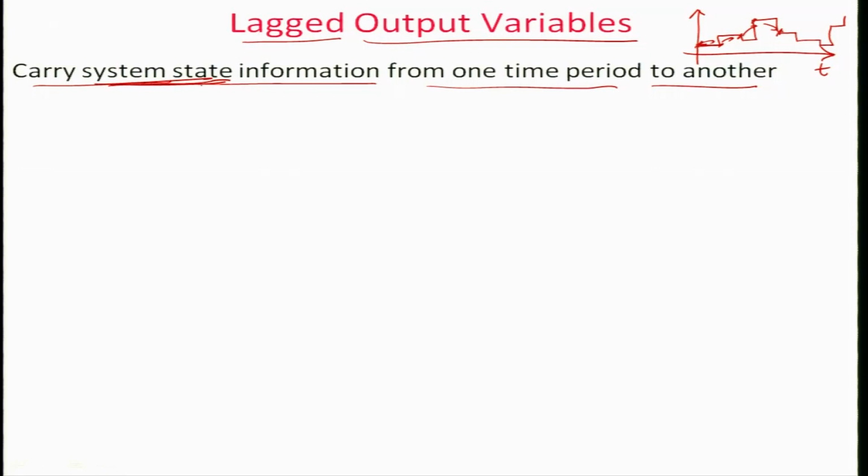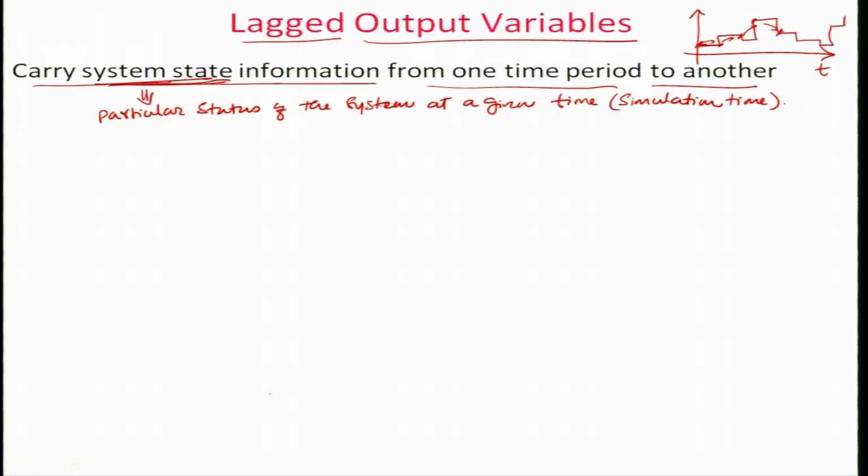So, they carry system state information. Remember, state means the particular status of the system at a given time. This time is a simulation time, not the real time. Okay. So, that system state that gets transferred from one particular time period to another is the job of the lagged output variable.